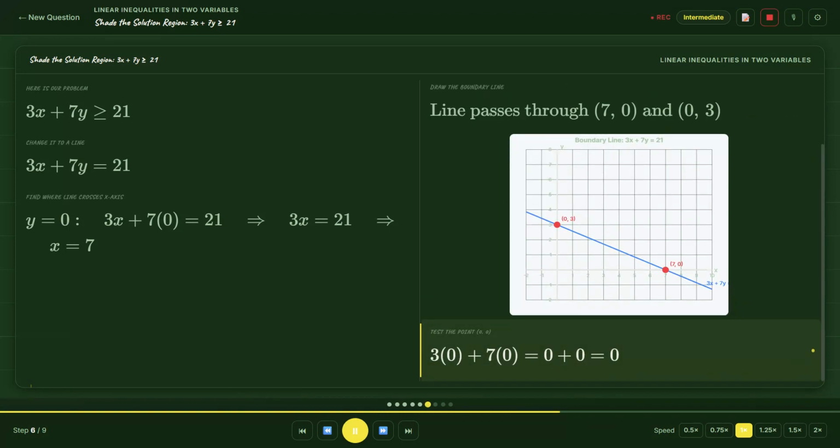Now we need to find which side of the line to shade. Let's pick an easy test point. The origin, which is 0, 0, is the easiest. We put in x equals 0 and y equals 0.